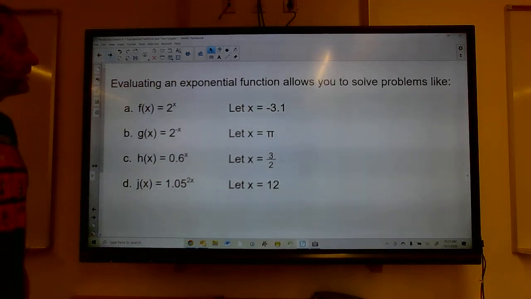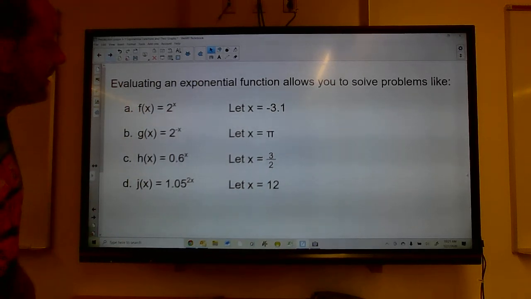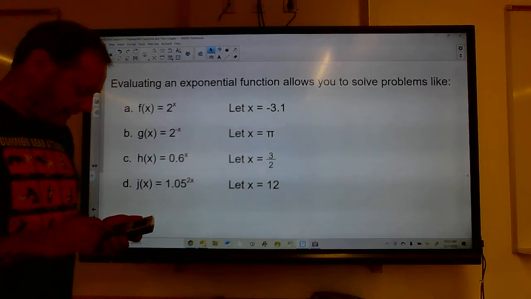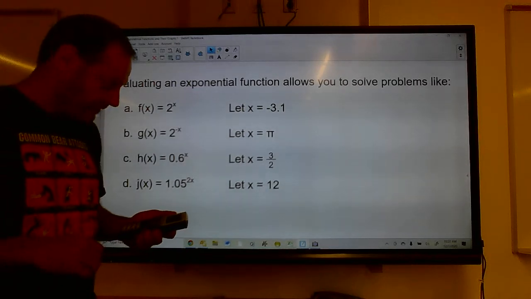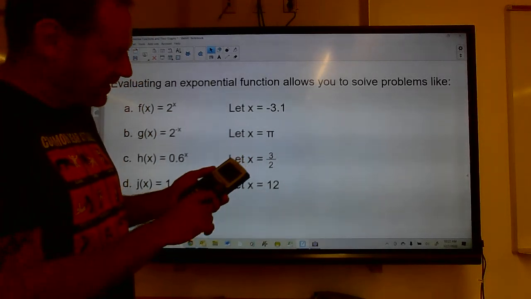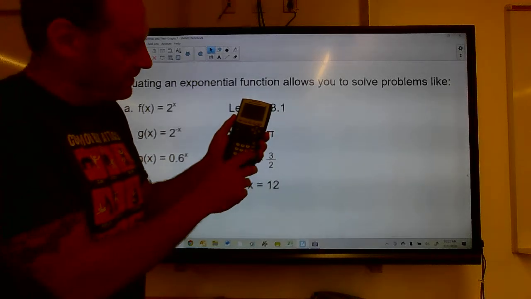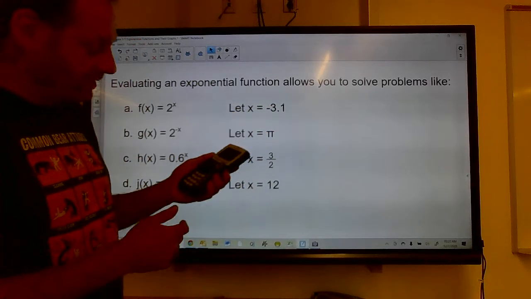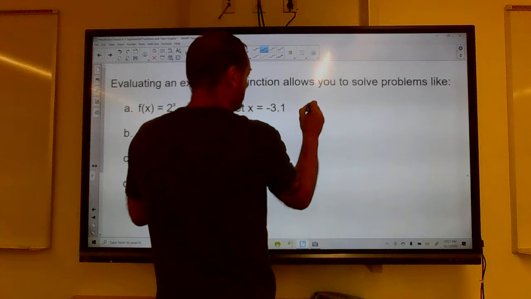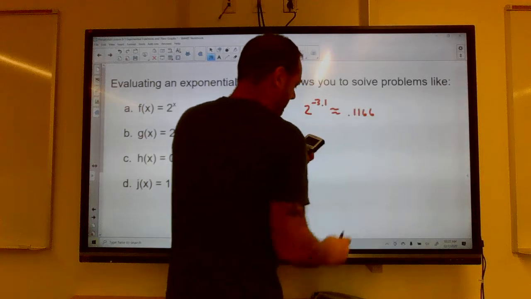So some things here: evaluating an exponential function allows you to solve problems like this. f of x is 2 to the x, and let x equal negative 3.1. This would be a problem you'd want to do on your calculator. So you get out your TI-84 Plus C Silver Edition graphing calculator, and you'd push 2, and then your power key is right above the division sign, and then you'd push negative 3.1. Make sure you're using the negative key down here on the bottom of your calculator and not the minus sign over here, because the minus sign is going to give you an error. So we plug that in, and 2 to the negative 3.1 power is approximately 0.1166.